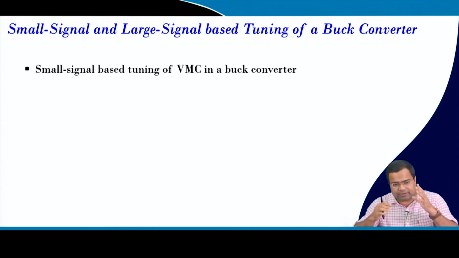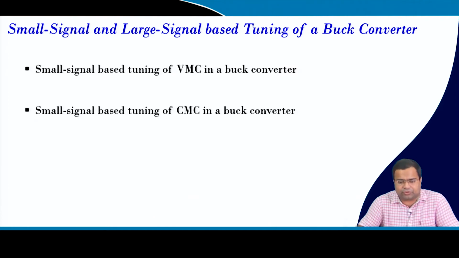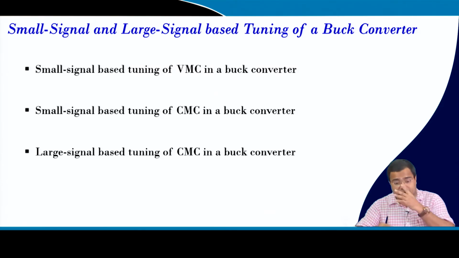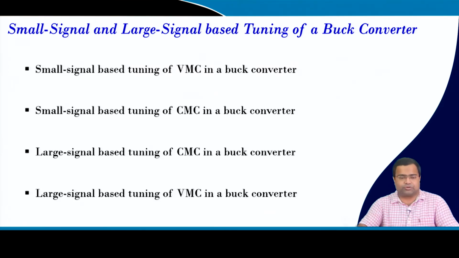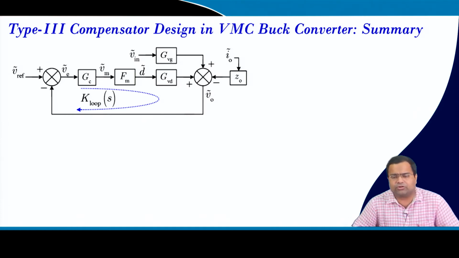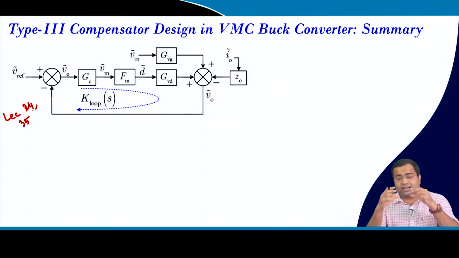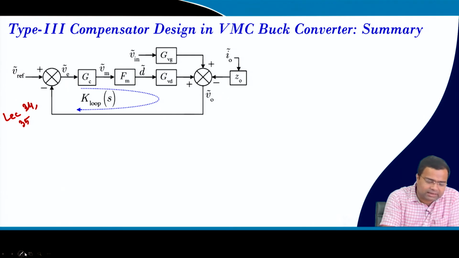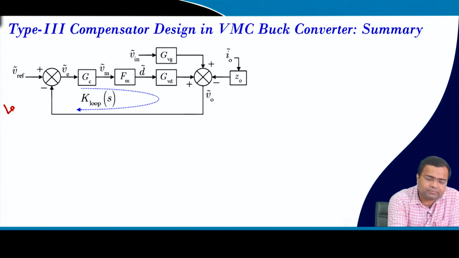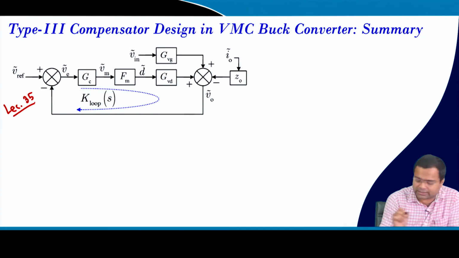So, first in the buck converter we will take a voltage mode control and current mode control, both designed using the small signal model. Then in the large signal model we have designed both current mode and voltage mode control. If you recall our voltage mode control design, this is the loop transfer function that we have discussed multiple times. You will get more detail in lectures 34 and 35, which have an extensive design. For the type 3 compensator, you have to go to lecture 35. So, details are available.